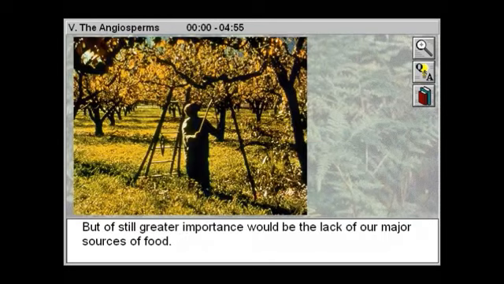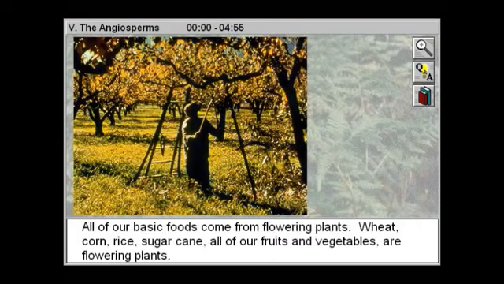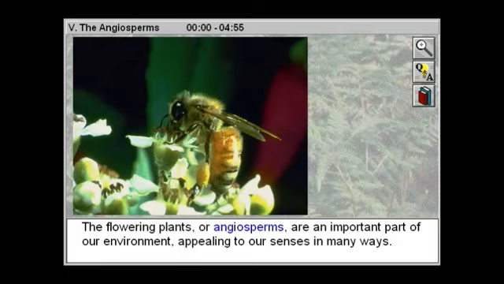But of still greater importance would be the lack of our major sources of food. All of our basic foods come from flowering plants. Wheat, corn, rice, sugarcane, all of our fruits and vegetables are flowering plants. The flowering plants, or angiosperms, are an important part of our environment, appealing to our senses in many ways.